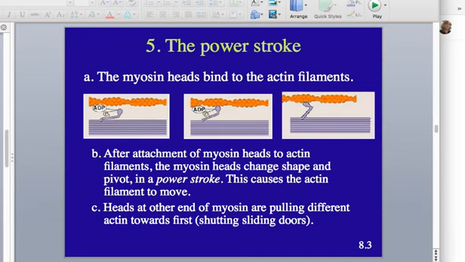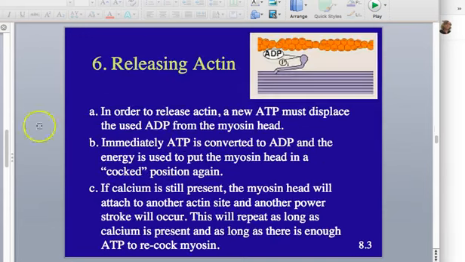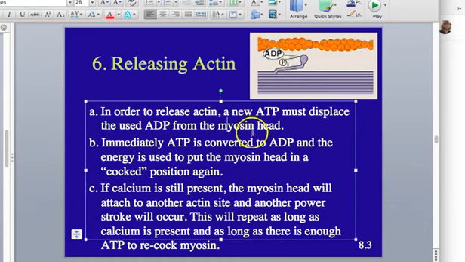Because you have to then release. How do you get actin to release the myosin? Because if you don't, then rigor mortis sets in. Remember the agonist and the antagonist pairing. If you don't have a way to release that actin, how can the other muscle contract if this muscle won't stop contracting? So in order to release actin, you may notice these letters here.